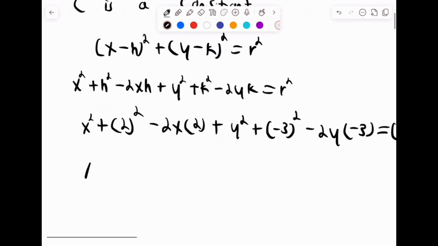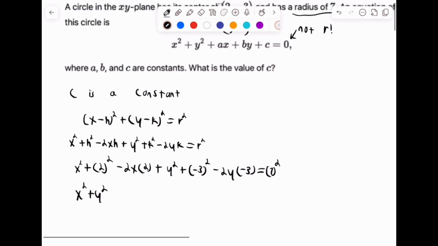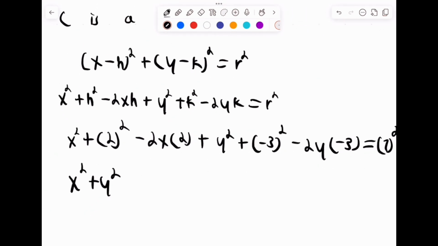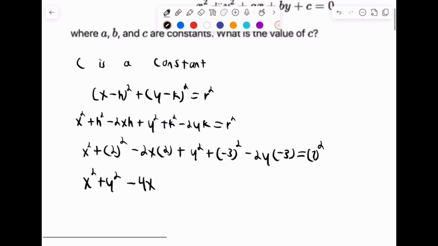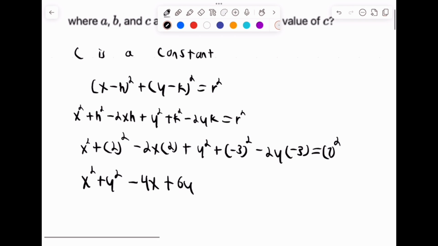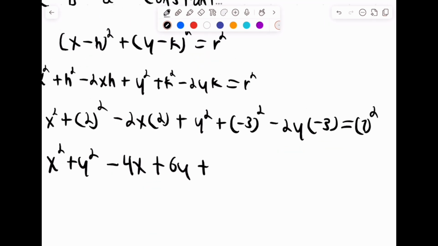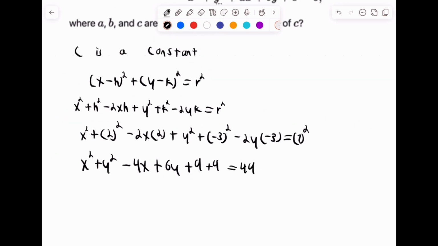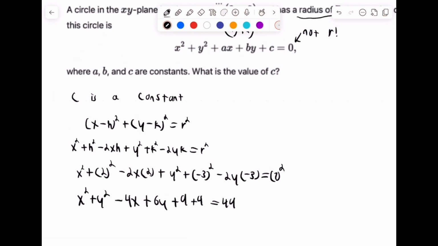Okay, so now x squared plus y squared, and then we can just play a game of mismatch now and match up our equation. So a in this case will be negative 4x, and b in this case, which is our constant with the y value, will be 6y, and our constant c is 9 plus 4 is equal to 49 because it's 7 squared.